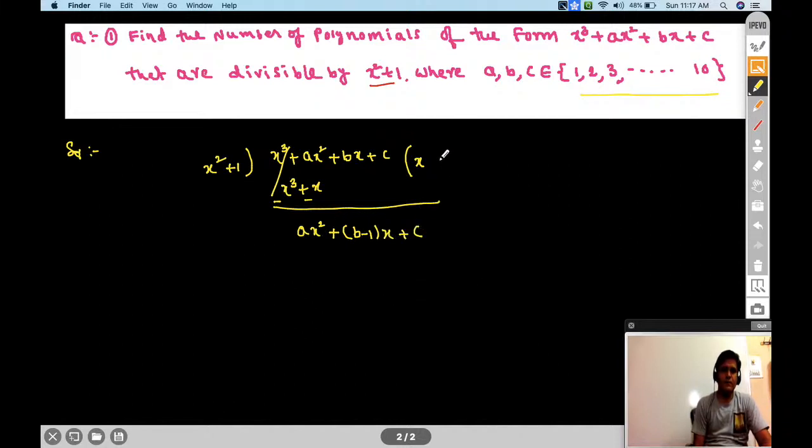Again here, plus, then you get ax square plus 1 into a, plus a. Now you subtract, then minus, these two things get cancelled, and here you get b minus 1 times x plus c minus a.